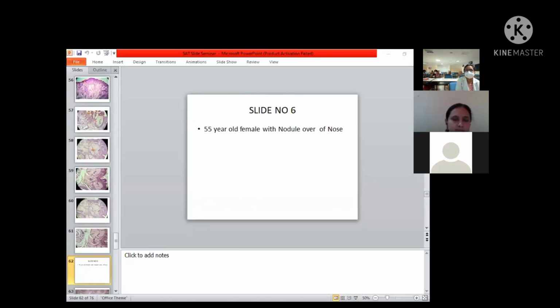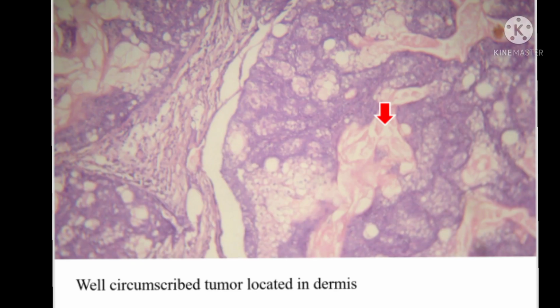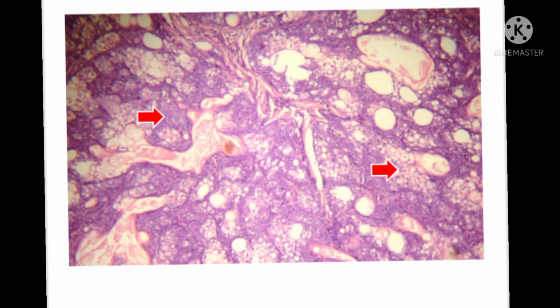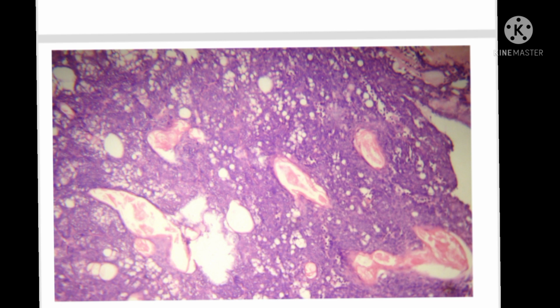Slide number 6. The history given was a 55-year-old female with a nodule over the nose. This section shows a well-circumscribed tumor in the dermis with areas of basaloid cells, and the arrow is pointing towards some sebaceous secretion. In this section, there are two types of cells: basaloid cells and scattered clear cells. The arrow is pointing towards the scattered clear cells and the basophilic basaloid cells.